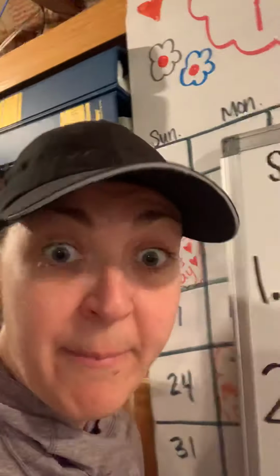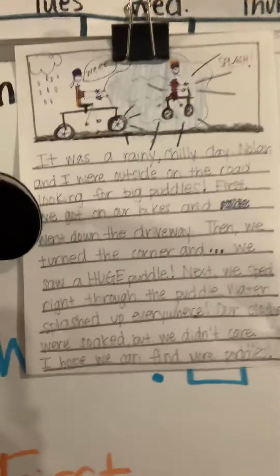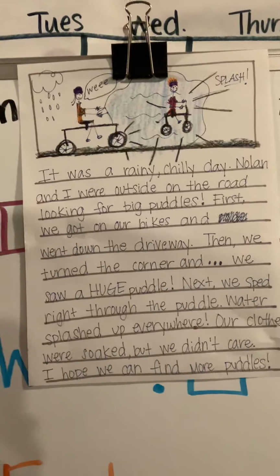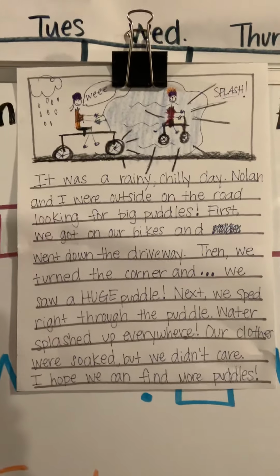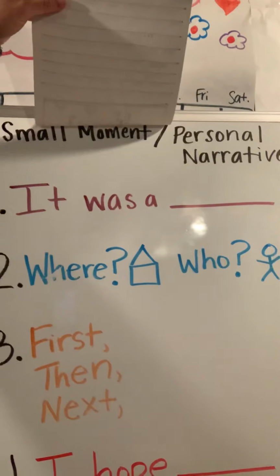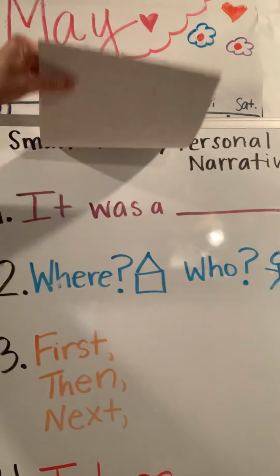And it actually happened yesterday because it was so rainy. We went splashing in some puddles with our bikes. So I started with, it was a rainy, chilly day. Nolan and I were outside on the road looking for big puddles. So writers, did you see how I started with, it was a blank, and where and who was in the story? It was a rainy, chilly day. We were outside. Nolan and I were looking for puddles. So there's my beginning. That's my beginning piece.